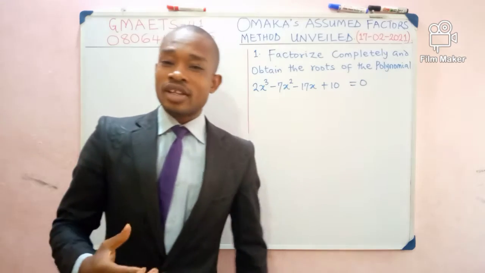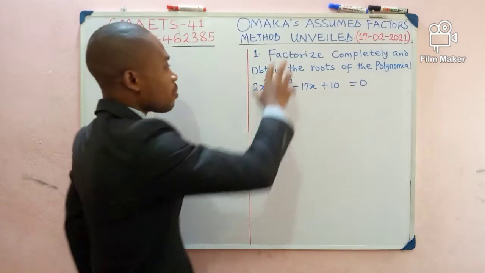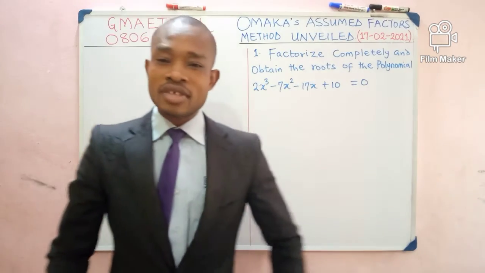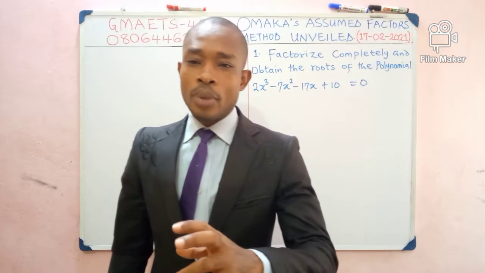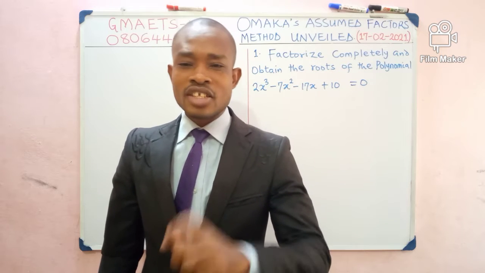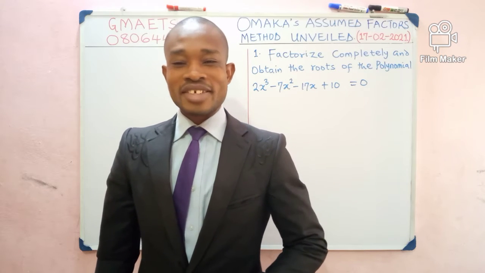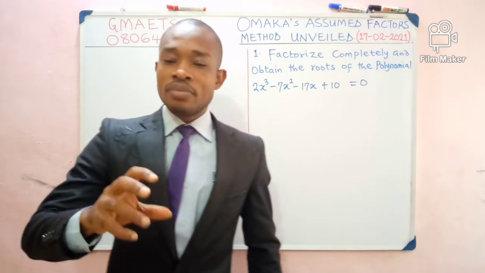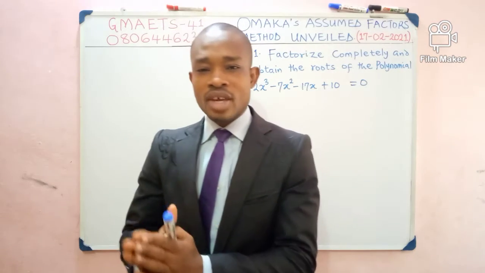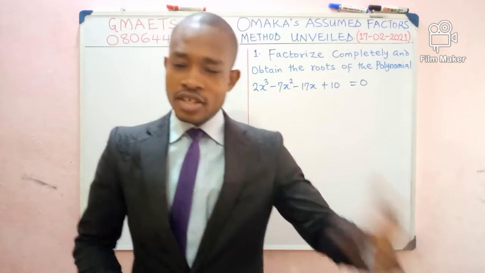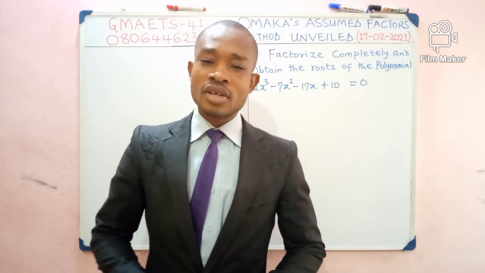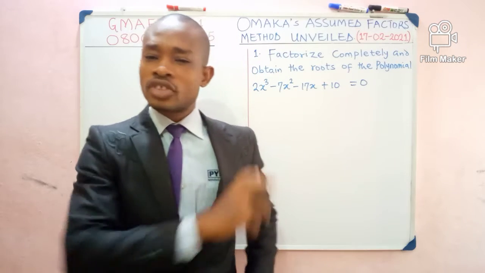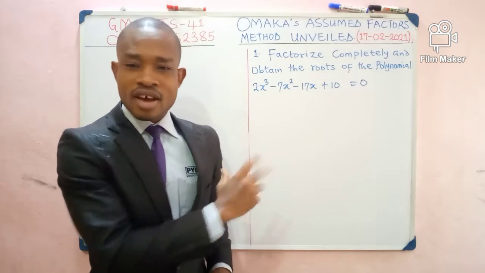I welcome you gladly to the unveiling of the OMAKA's assumed factors method of factorizing a polynomial and hence obtaining the zeros of the polynomial, that is the root of the polynomial. The OMAKA's assumed factor method is a convenient method and an alternative to our usual and general trial and error method of solving a problem of this kind.